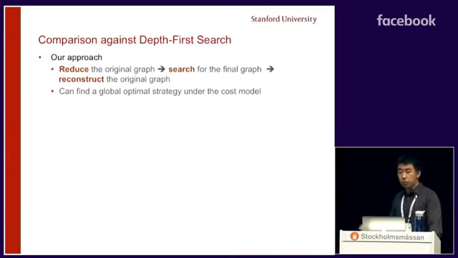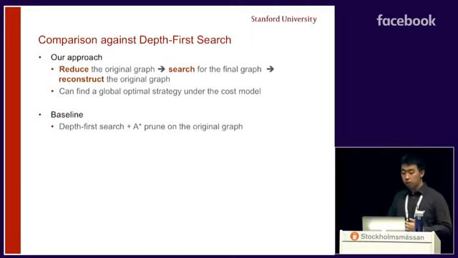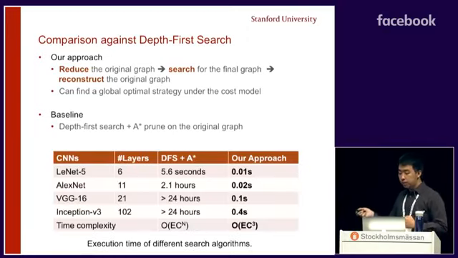We compare our approach against a depth-first search baseline. Recall that our approach first reduces the original graph, searches on the final graph, and then reconstructs the original graph. We can always find a global optimal strategy under our cost model. The baseline uses depth-first search plus A star to search on the original graph. This table summarizes the execution time of different search algorithms, and you can see that our approach achieves orders of magnitude speedup compared to the baseline depth-first search. We also provide a much better theoretical time complexity guarantee.